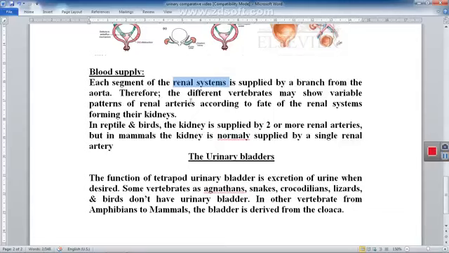For example, in birds and reptiles, the kidneys show two or more renal arteries, while in mammals, including the human, the kidney normally has only one renal artery.